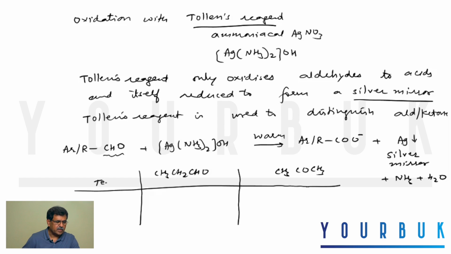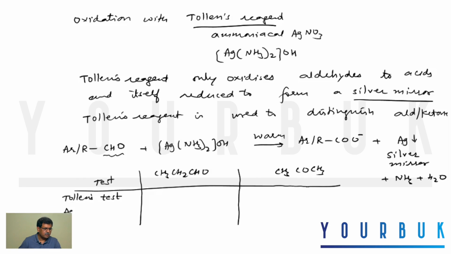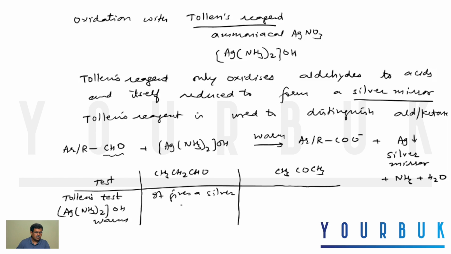So write the name of the test. It's a Tollen's reagent test. Write the formula of the reagent used, Ag(NH3)2 OH and warm. You write the observation, it gives a silver mirror, and it gives a negative test, so you can write negative test. But for the positive test, you have to write the observation that propanol gives a silver mirror.